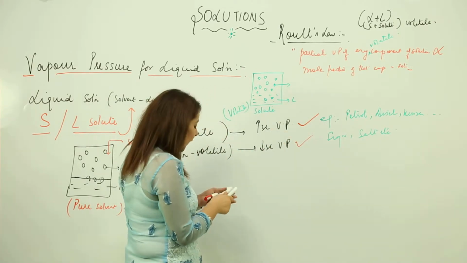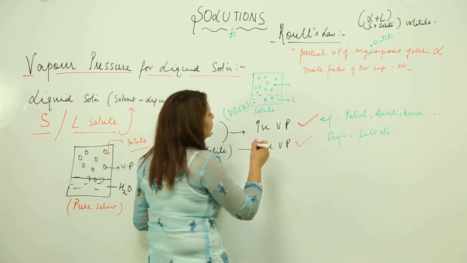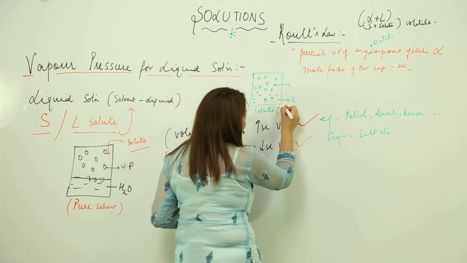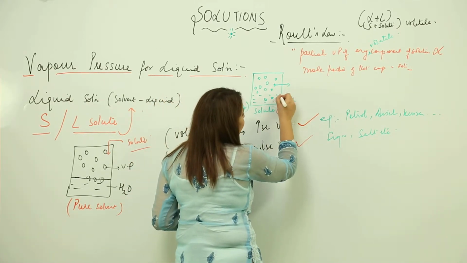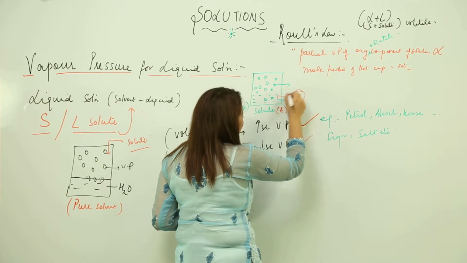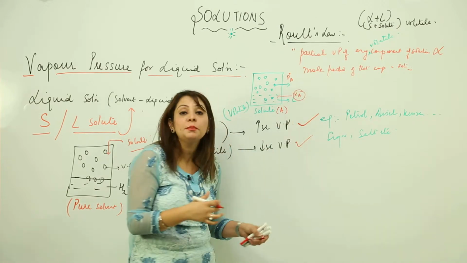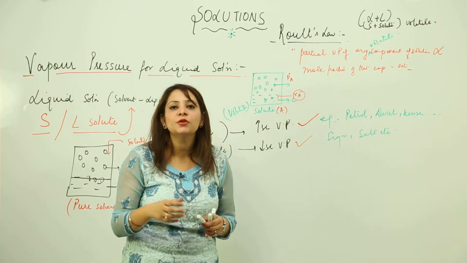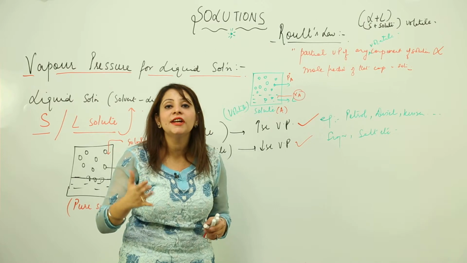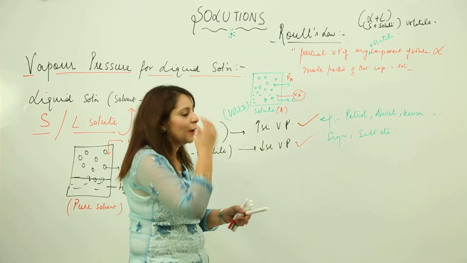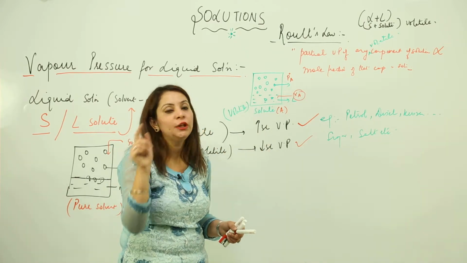So now what can I say? Let us say the solute is considered as A, so its mole fraction is XA in the solution, and the pressure it exerts, because it is exerting alone, is a partial pressure. Partial pressure is the pressure which a component would exert when it is present alone. So let us say its partial vapor pressure is P naught A.